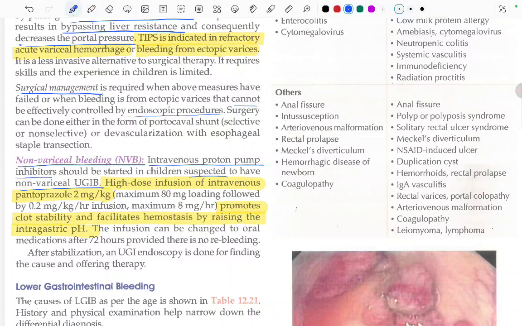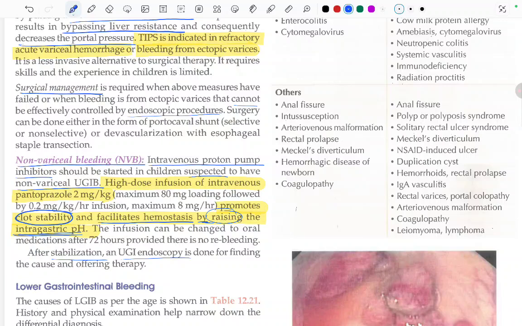So this procedure was done only for the stabilization of the children, and later on we need to do the upper GI endoscopy. So we were giving high dose of IV pantoprazole, okay, and which was doing what? Promoting the clot stability and facilitating the hemostasis by what? By raising the intragastric pH. So maximum 80 mg loading dose. Fine. 80 mg loading dose, that means up to 40 kg we are doing it by this 2 mg per kg.